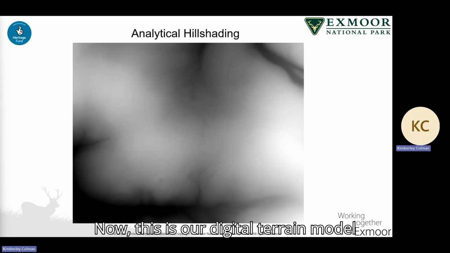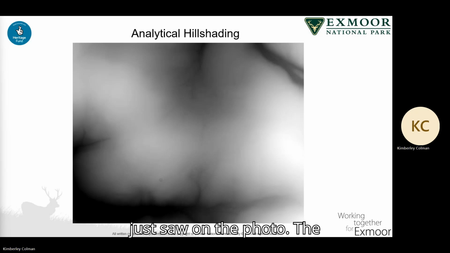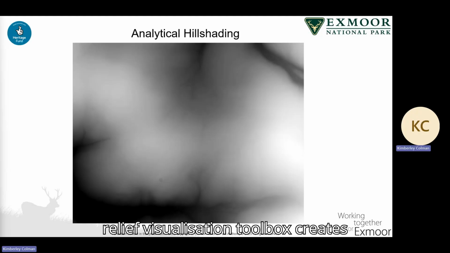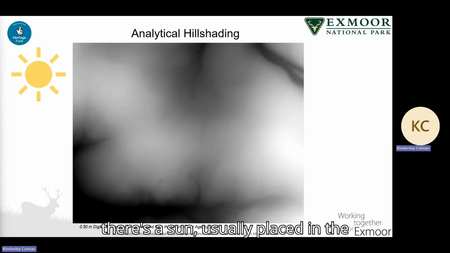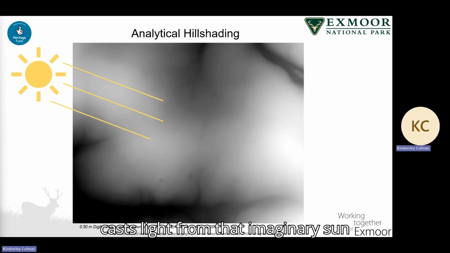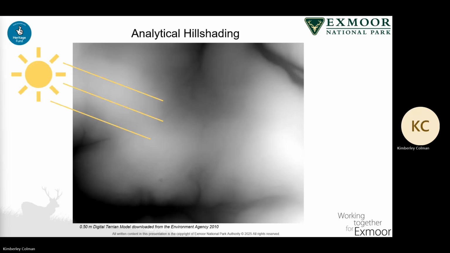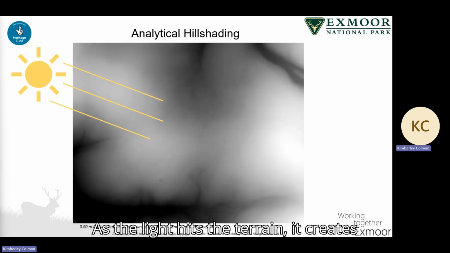Now, this is our digital terrain model of Loch Barrow, the exact same area we just saw on the photo. The Relief Visualization Toolbox creates an analytical hillshade by pretending there's a sun, usually placed in the northwest. It then casts light from that imaginary sun across our digital terrain model. As the light hits the terrain, it creates shadows and highlights based on the shape of the land.